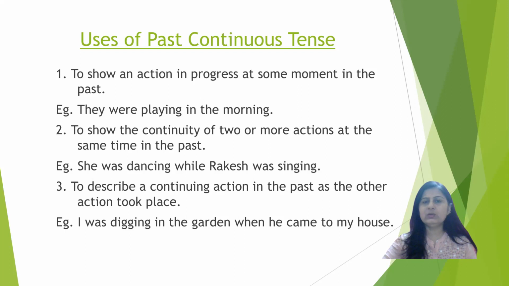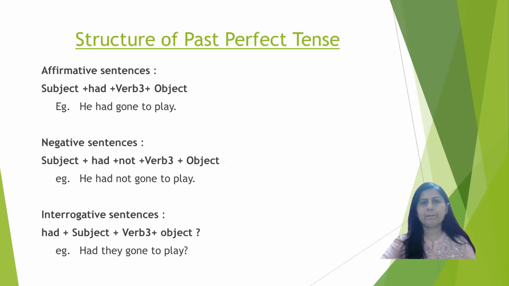Now let us move further to the past perfect tense. First, let us see the structure of past perfect tense. In case of affirmative sentences, in past perfect, we use had plus the verb's third form. In the beginning we will have the subject, then had, then the third form of the verb, and then the object. Like, he had gone to play. Had is used in past perfect. Had plus third form, had gone.